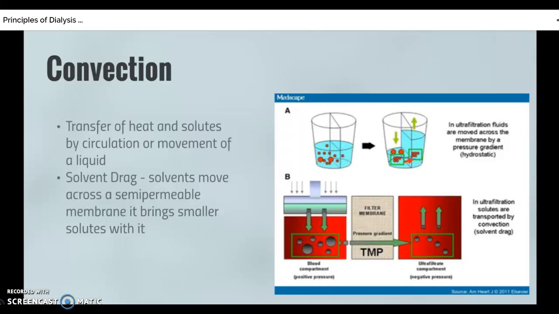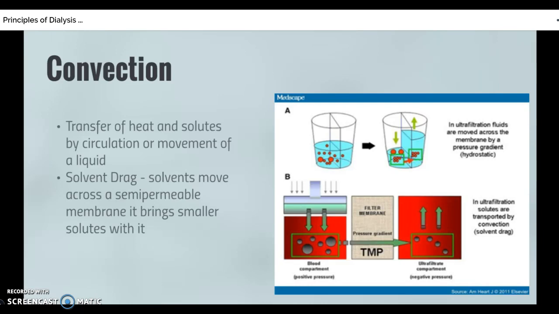Okay, so just in a continuation from the last video, instead of just making it a quick 15 minutes, I figured I would make a couple of them. Convection. Learned about this last week. It's going to be a transfer of heat and solutes by circulation or movement of a liquid.